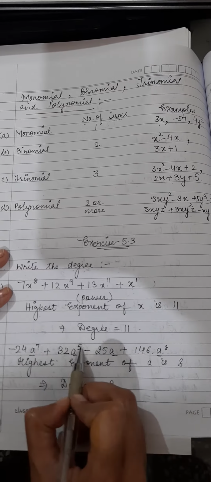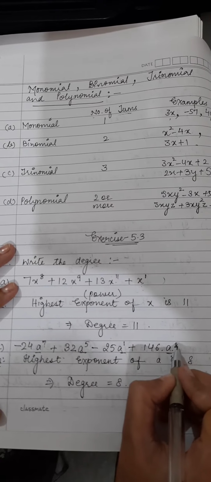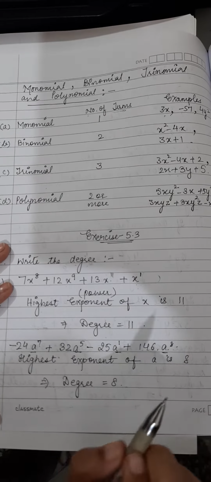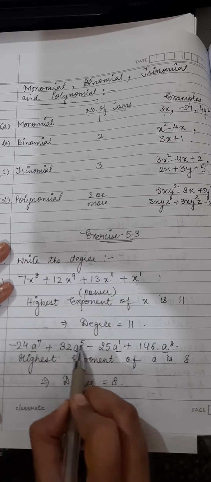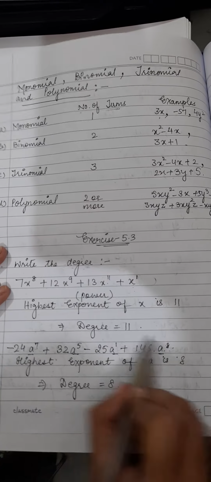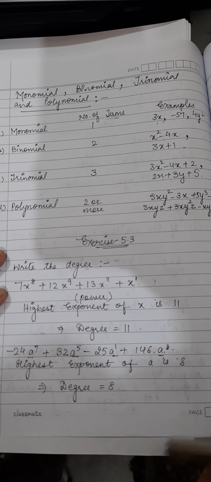Power is 7, 5, 1 and 8. Now out of these powers you have to check which is the highest power of A: 7, 5, 1 and 8. 8 is the highest, so the degree of this complete expression is going to be 8.